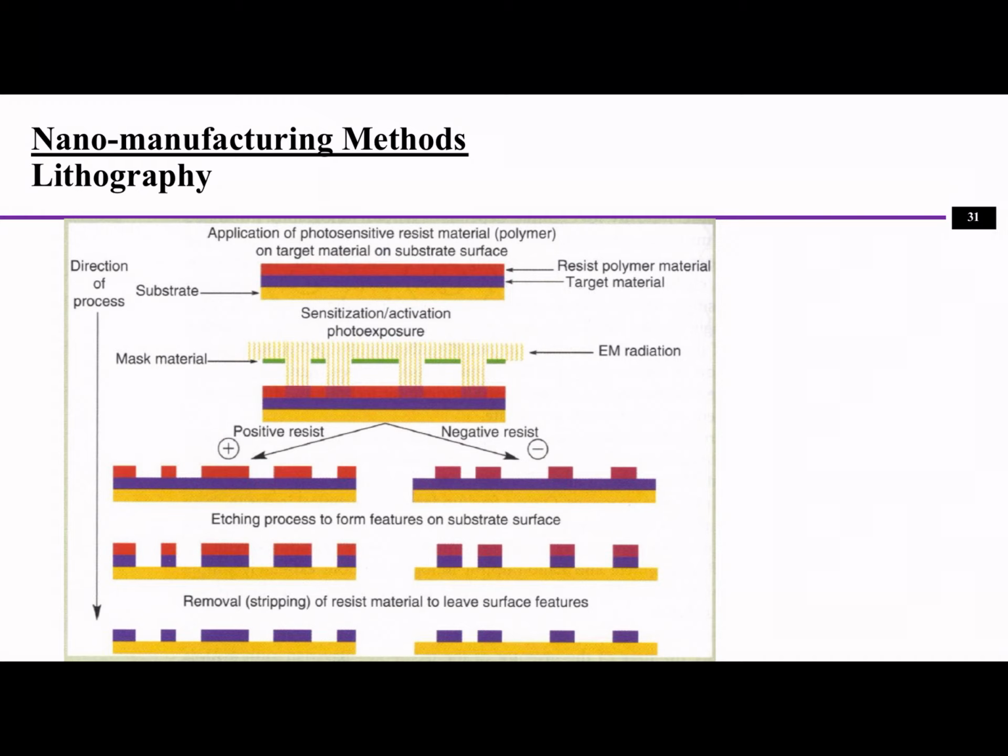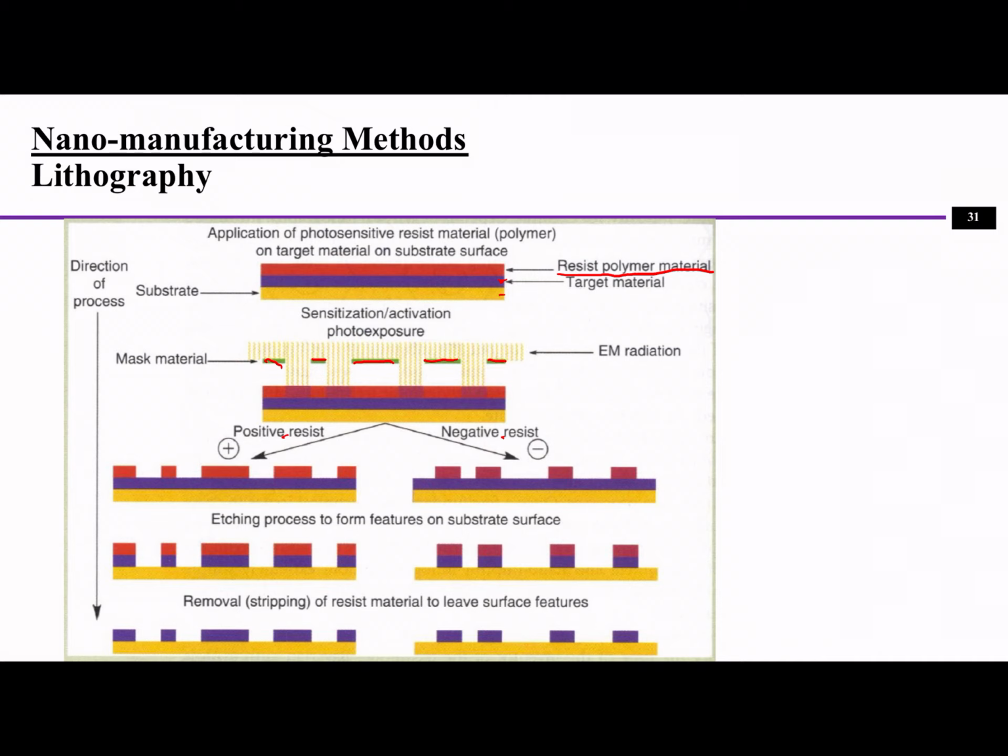First, we have a substrate and the target material, which is something we need for making the product. Then I apply a polymer resist material on top of this, and then expose it to light. When I put some mask material, which blocks the light exposure at certain places, there's a positive resist and also a negative resist, so you can create different patterns on the material.